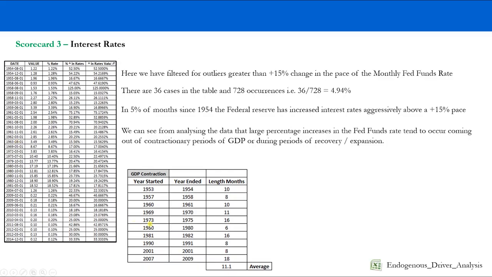In the early 70s, this is one of our anomalies. We see a big pace increase at the beginning of a contractionary period, which doesn't really fit the trend.